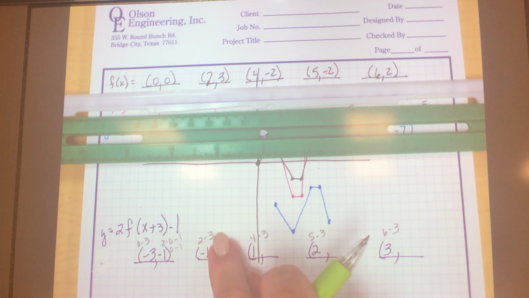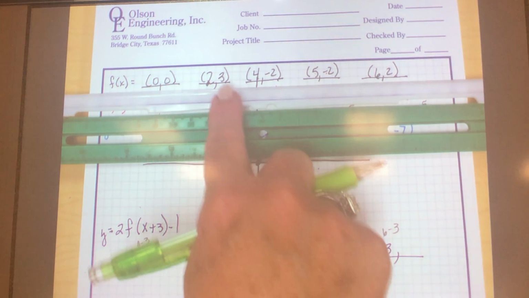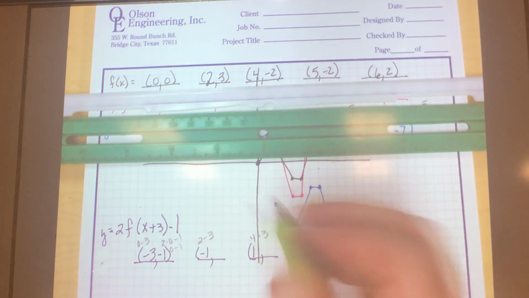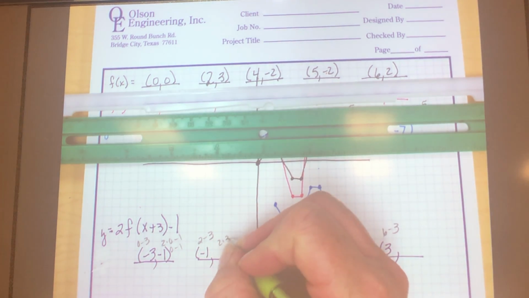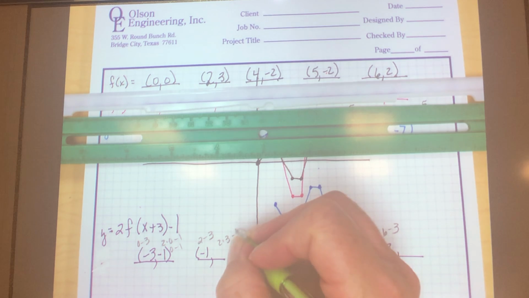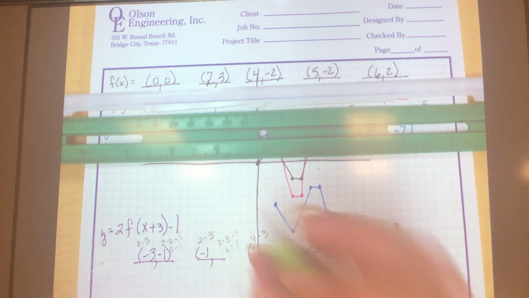Okay? Let's do this guy right here. Are you with me? All right, I'm going to start here, 3. I'm going to say 2 times 3, right there, -1. 2 times 3 is 6. What's 6 minus 1?